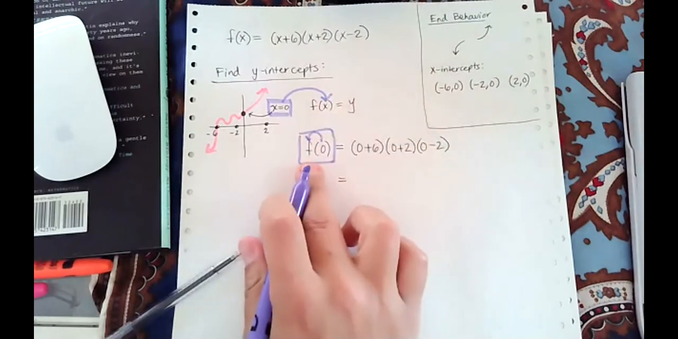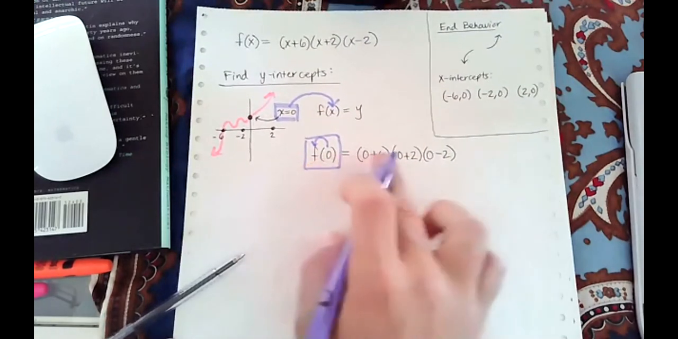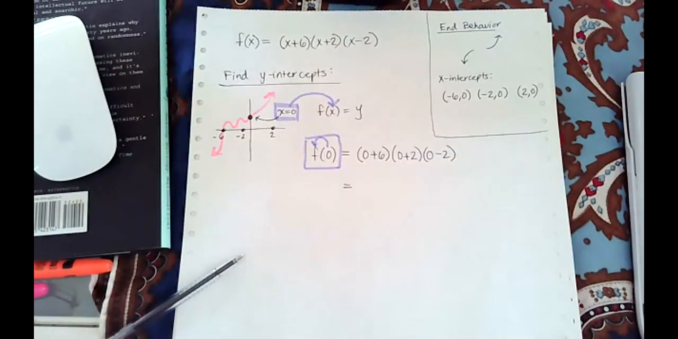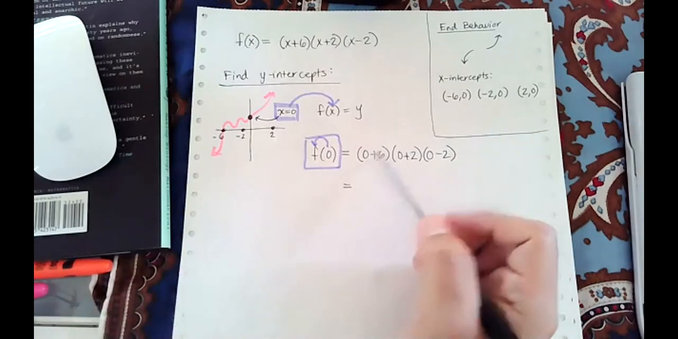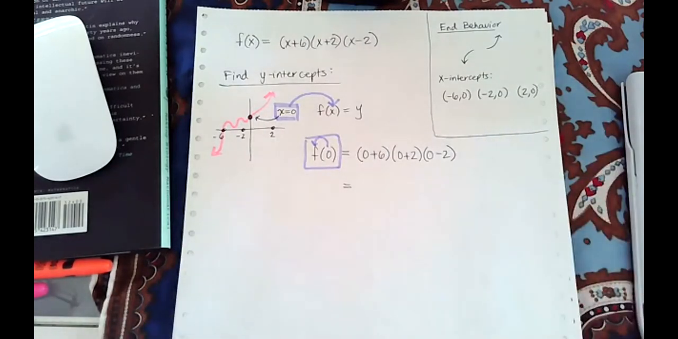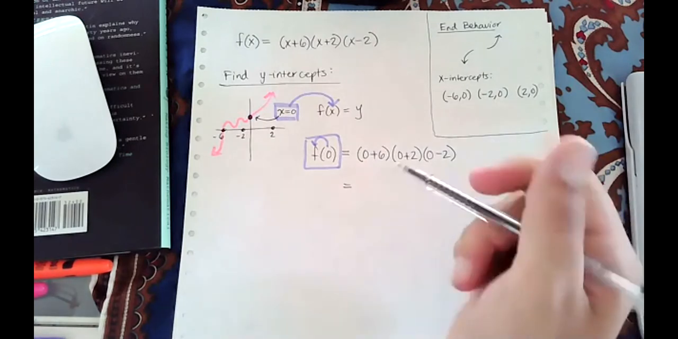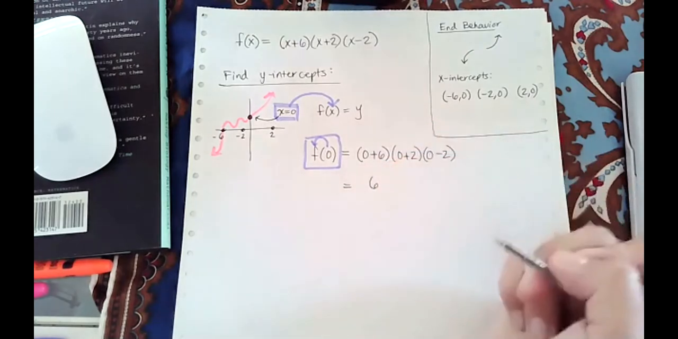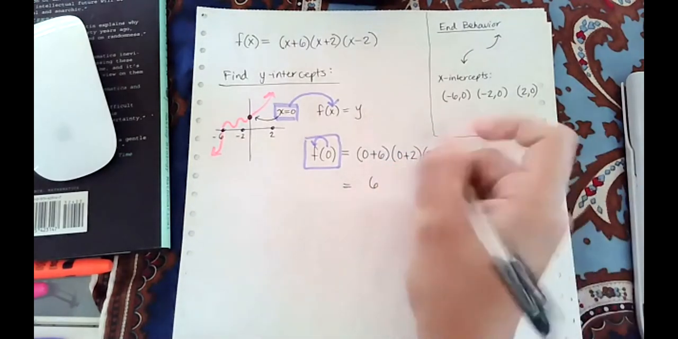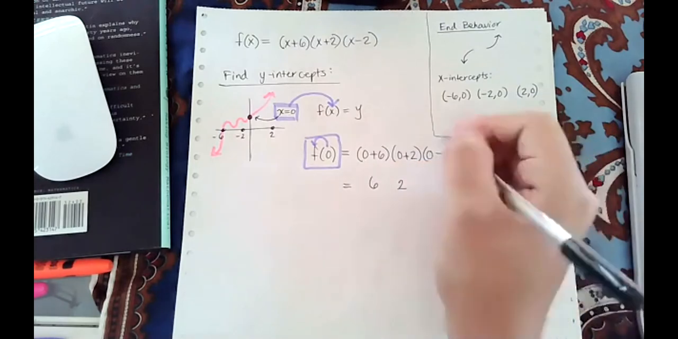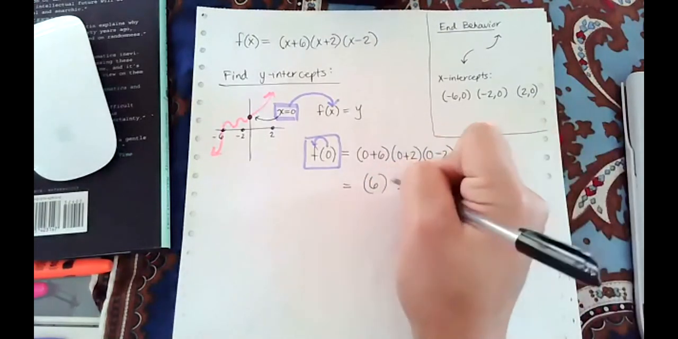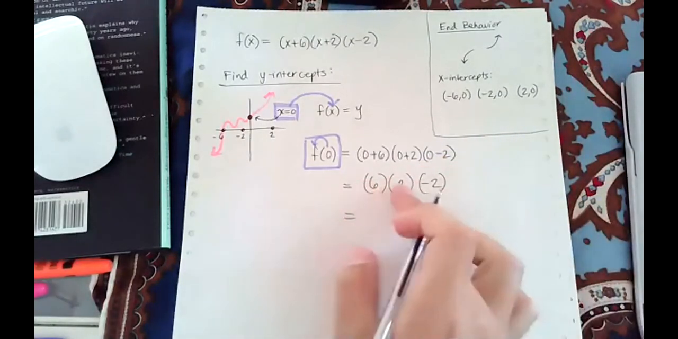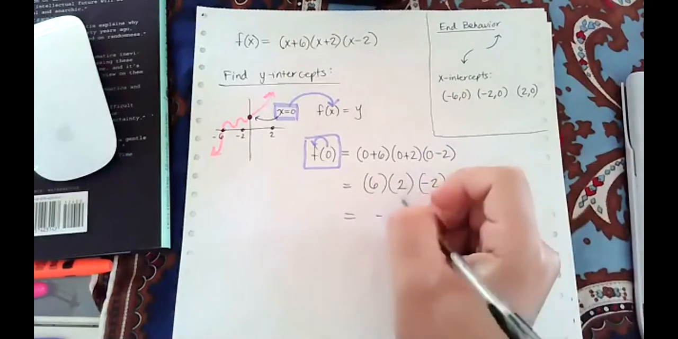We're not solving anything on the left-hand side. This is just purely notation. We're simplifying the right-hand side of the function. We need to do the parentheses first, exponents, and so on, all of the PEMDAS or GEMDAS, your order of operations, and then simplify your expression. So 0 plus 6 would just be 6. 0 plus 2 would just be 2. 0 minus 2 would be negative 2, and we're multiplying those together. If we multiply these three numbers together, we should get negative 24.